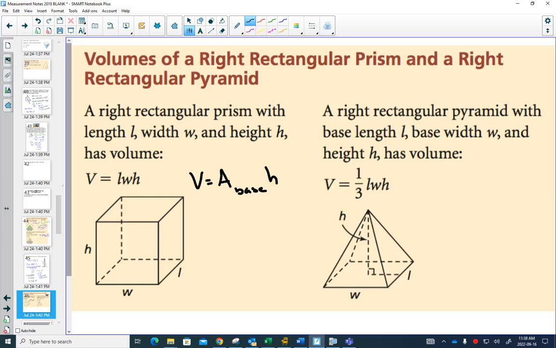And anytime you have a pyramid, it's always 1/3. So this would be 1/3 length times width times height. Can you see that this is the same as 1/3 area of the base times the height? So again, they gave us new formulas, but these formulas are the same as the formulas that we had before.